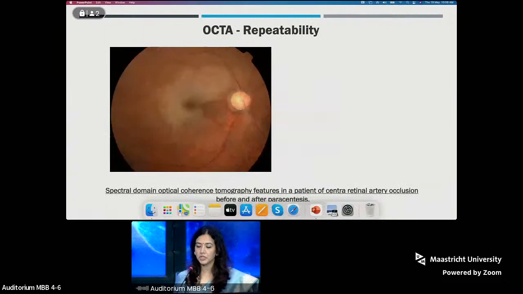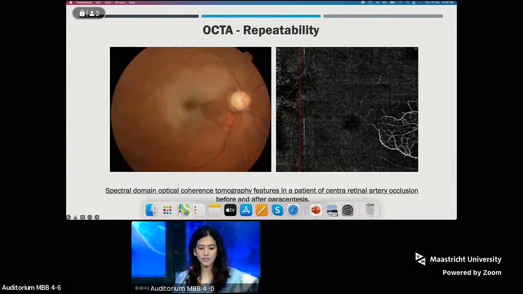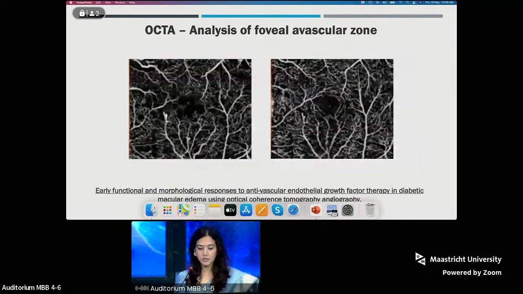We also looked at a patient who had a central retinal artery occlusion. You can see this white area where there's absolutely no blood flow. We did an OCT, and there's no blood flow seen. And once treatment was given, you can see the blood flow through these blood vessels. So there's also the advantage of repeatability. We can do it again and again whenever we want in the clinic.